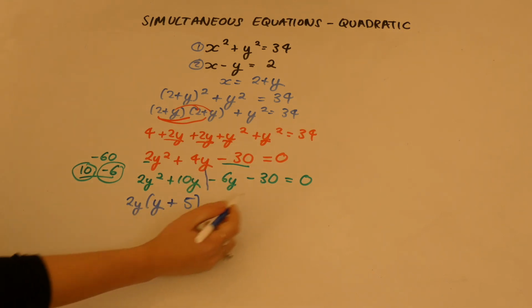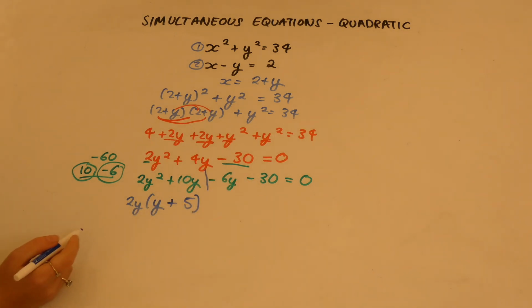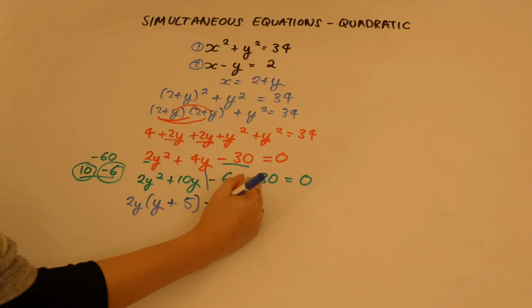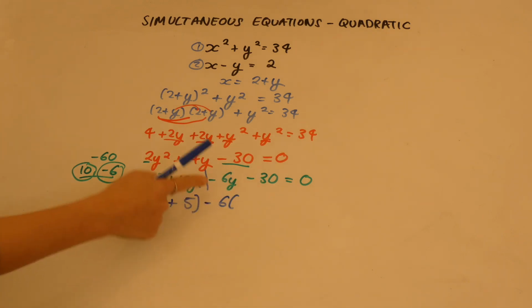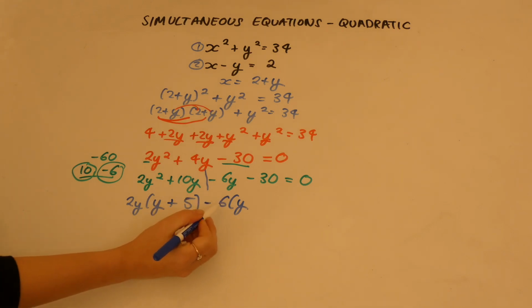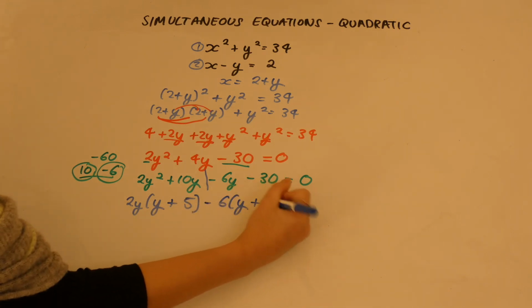We now need to go ahead and do the same thing on this side of the equation. So we need to be looking for the highest common factor of minus 6y and minus 30. So we can take out minus 6. Now what do we times minus 6 by to get to minus 6y? We need to times it by y. And what do we times minus 6 by to get to minus 30? We need to times it by plus 5.